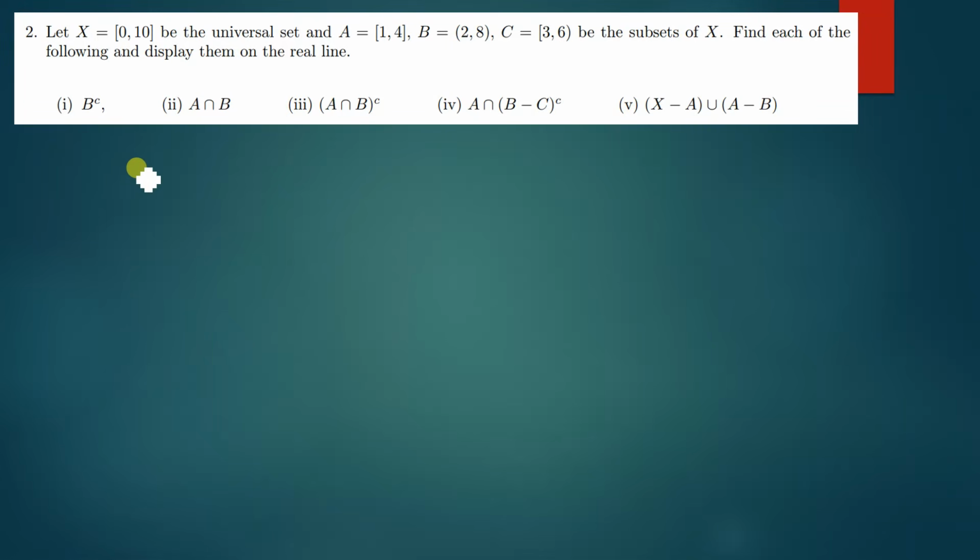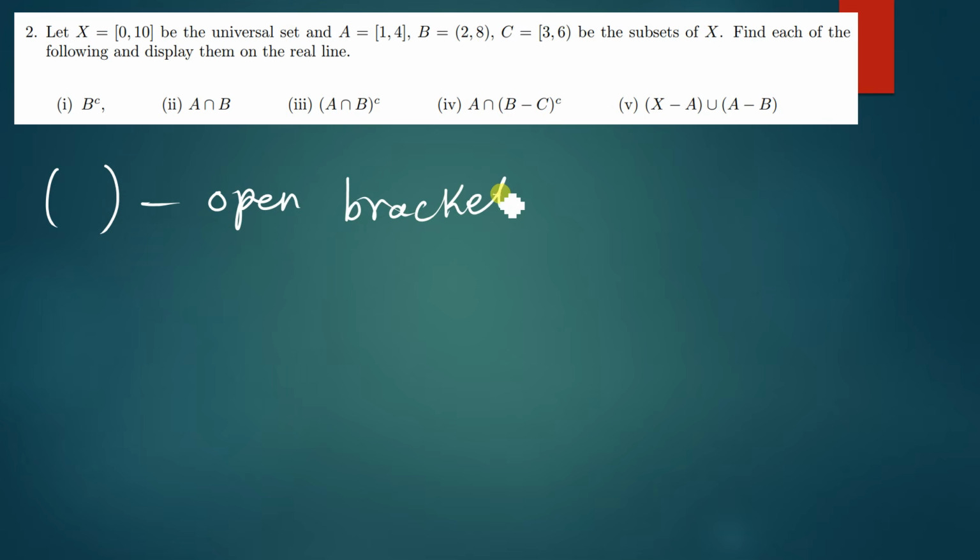So the question is, let x be equal to (0, 10). Before I even start explaining this, let me first explain what it means if you have these kinds of brackets and then also these brackets. The first set of brackets are called open brackets. Then we also have these kind of brackets which we call the closed brackets.